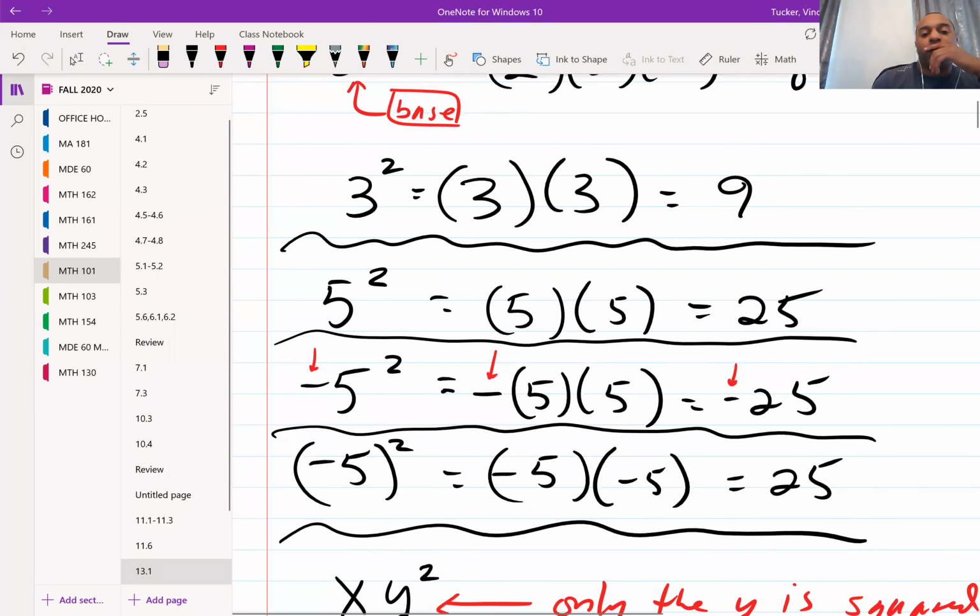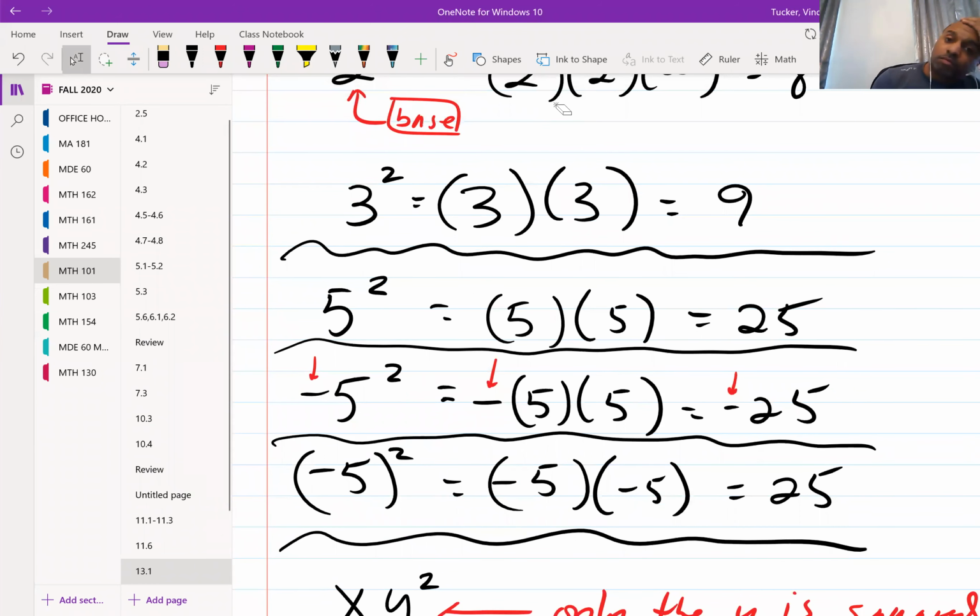All right, questions on that? Make sure we're okay. Once again, if you do not use parentheses, then the exponent will not affect that negative.